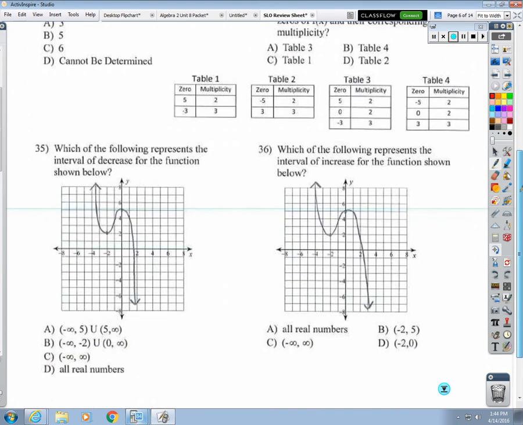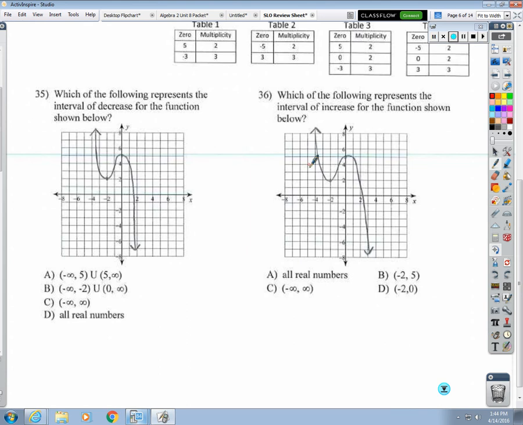Number 35. Which of the following represents the interval of decrease for the function shown below? Okay, well, how many times is it decreasing? 2. 1, 2. Now, that right away tells us that it's not C because it's in 2 places. It also tells us it's not D. All real numbers would mean it's decreasing everywhere.